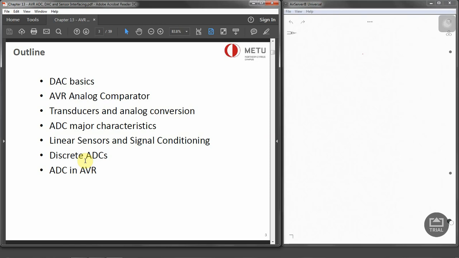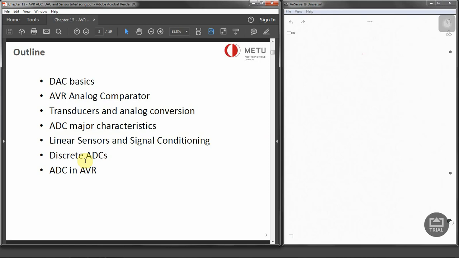So let's get started with the digital to analog basics. When we consider digital to analog conversion, on one end we have a digital device which sends digital pulses and we need to convert them to analog signals, and maybe send them as analog to somewhere else. To do that, we use these DACs.